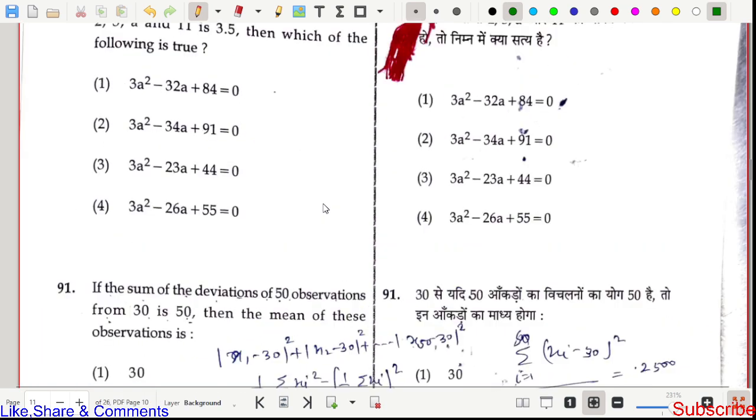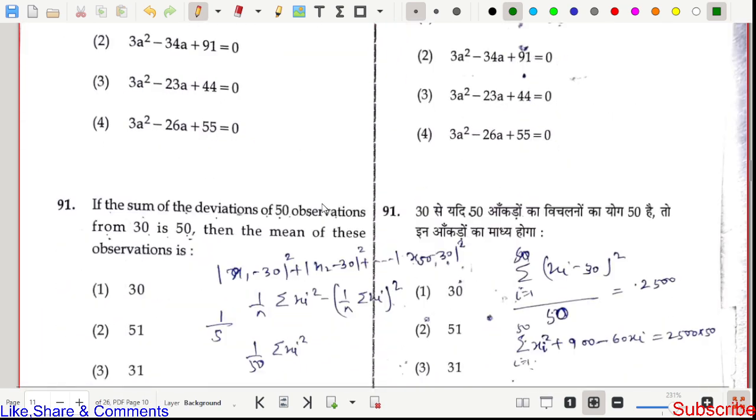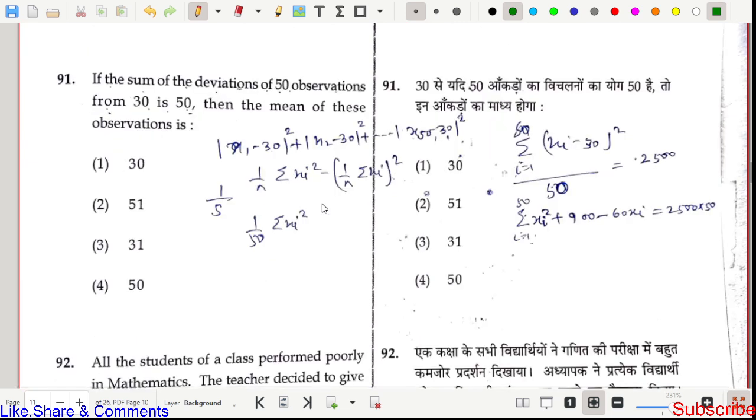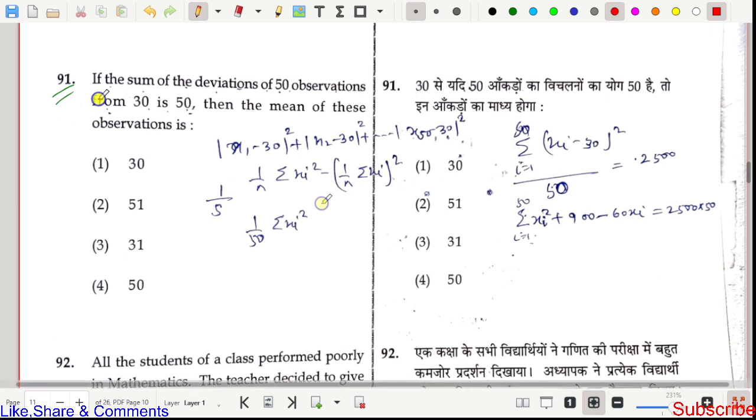Up to question number 90 we already solved yesterday. So today we'll start from question number 91. What is question number 91? If the sum of the deviations of 50 observations from 30 is 50, then find the mean of these observations.